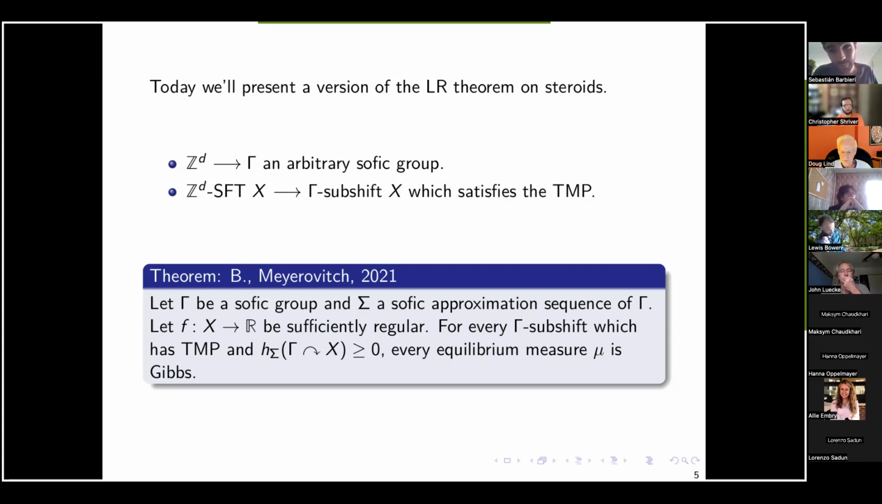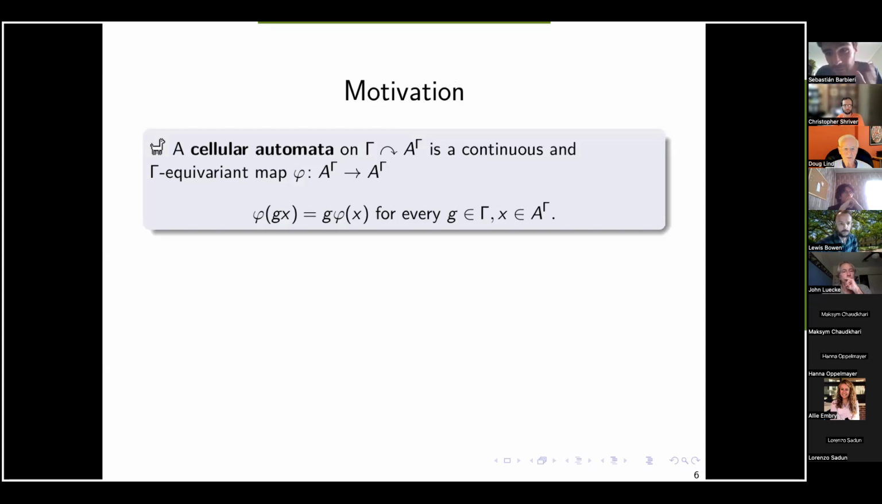Okay, so my goal is to essentially explain the terms of this theorem and give you a very quick proof sketch. Before going into those details, though, I want to motivate this result. I don't really work in thermodynamical formalism. I'm more of a symbolic dynamics guy. And so I want to tell you one of the reasons I'm motivated by these kinds of results. A cellular automaton on the full shift is a continuous and gamma-equivariant map from A to the gamma to A to the gamma. So I have my space A to the gamma, the full shift, and I'm going to consider a continuous map which commutes with the translation action.